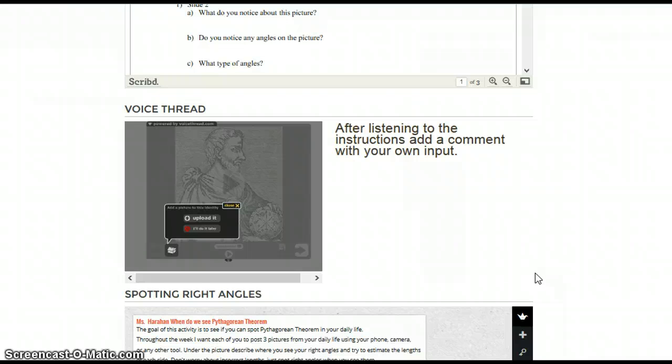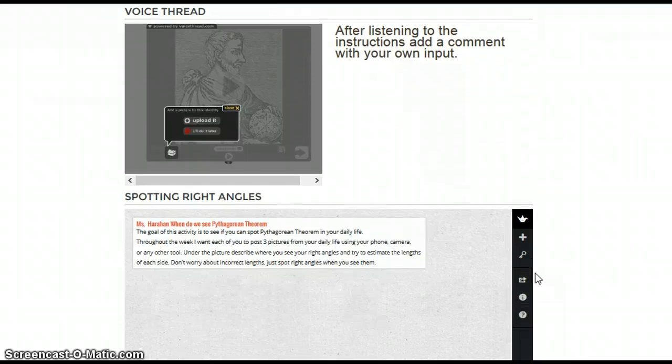Below that is what I call a picture wall, and I want the children to see the math that is all around them. So I have them taking 3 pictures throughout the week and pointing out the right angles. Children are constantly taking pictures and posting them on Instagram, so I figured this is a way to incorporate what they like to do with some math.